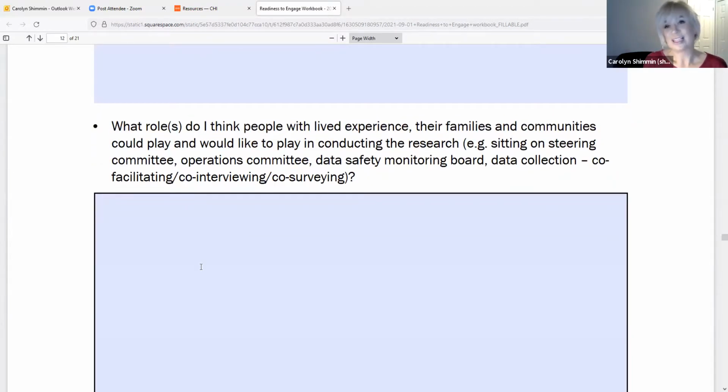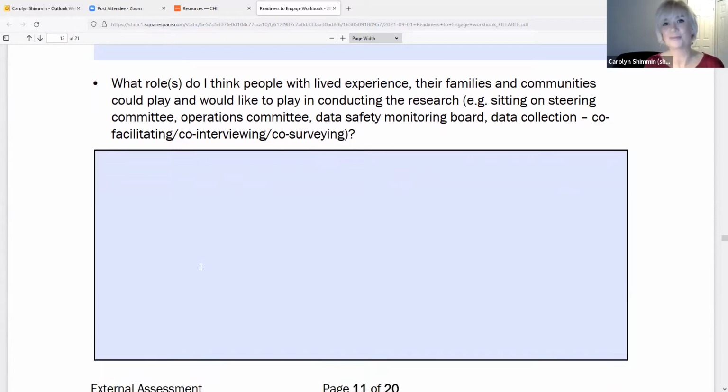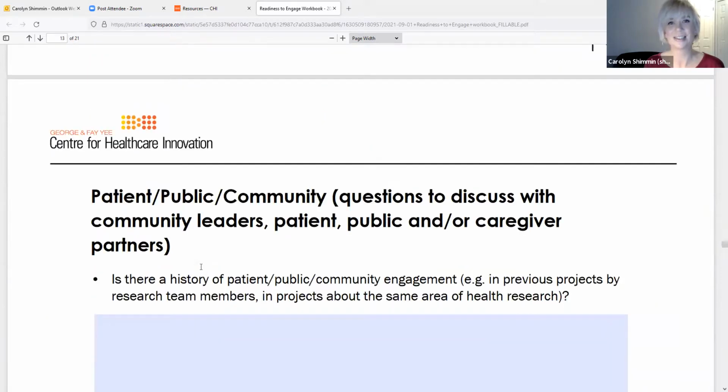What roles do I think people with lived experience, their families and communities could play and would like to play in conducting the research? Is it sitting on steering committees? Is it operations committees? Is it data safety monitoring, data collection, co-facilitating, co-interviewing? Start thinking about all the possible roles that people might want to play.